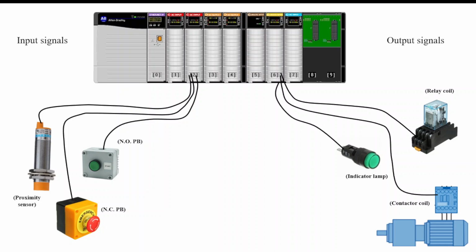In a typical PLC, you would then have some inputs and some outputs. The inputs would be wired back to input cards. Outputs would be wired back to output cards. So inputs would be things like push buttons and sensors. Outputs would be things like indicator lamps, relay coils, and sometimes contactor coils. Essentially, really small loads.